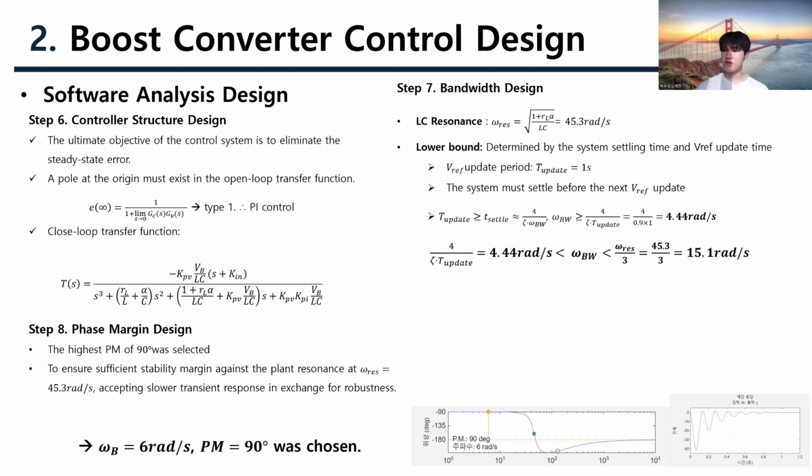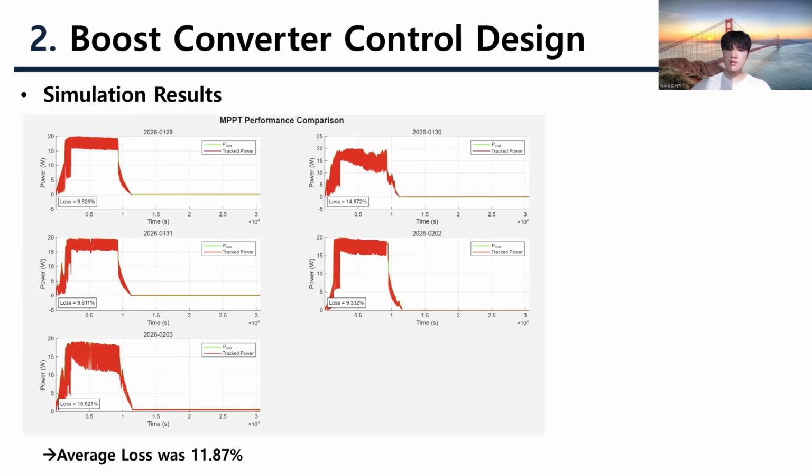a phase margin of 90 degrees. While this results in a slower transient response, it provides a sufficient stability margin against the plant resonance frequency. So based on these constraints, we choose a bandwidth of 6 radian per second and a phase margin of 90 degrees. The next step is the simulation result.